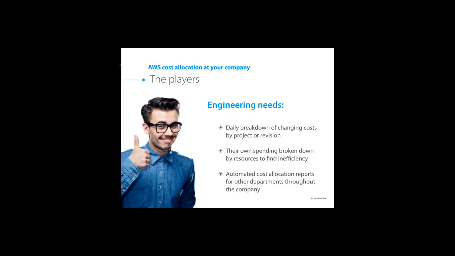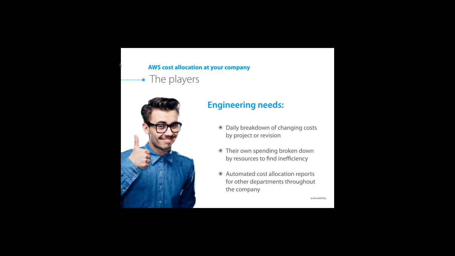The third group is engineering. And this is a group that I think doesn't get enough attention paid to it in the cost allocation realm, because there's actually a lot of benefits to engineering in having a clear view of how costs break down. They tend to look at the world in terms of individual resources that can be managed and optimized. One of the things that's really valuable for the engineering department to see is a daily breakdown of costs as things change by project, by revision, by environment. It's also helpful for them to see their own spending broken down so they can find inefficiencies and figure out where they can tune up the system to be more efficient and get more bang for their buck.